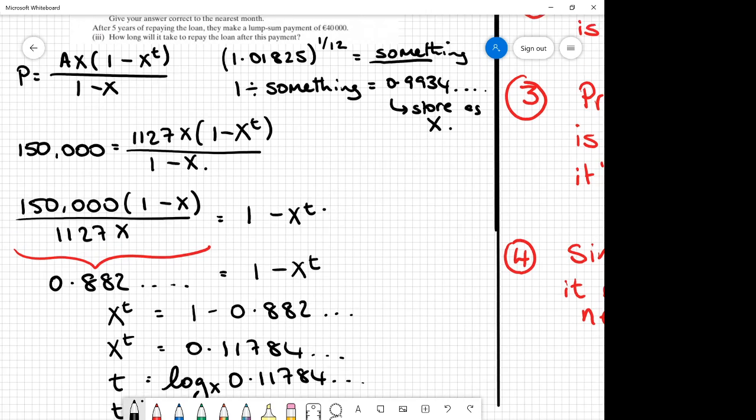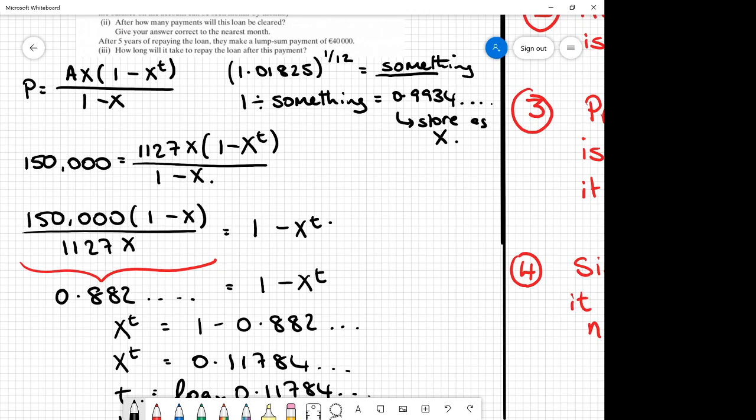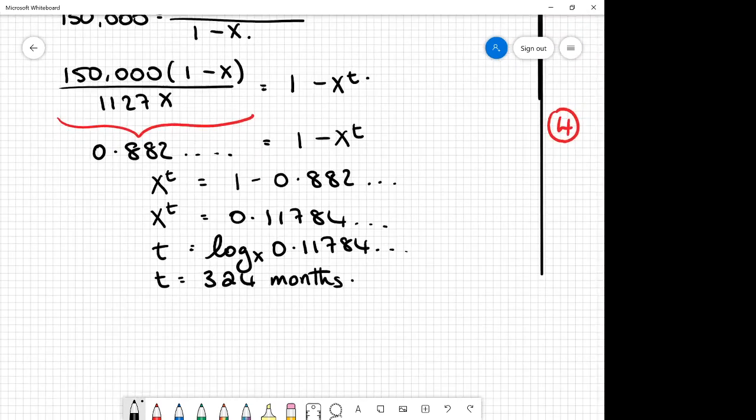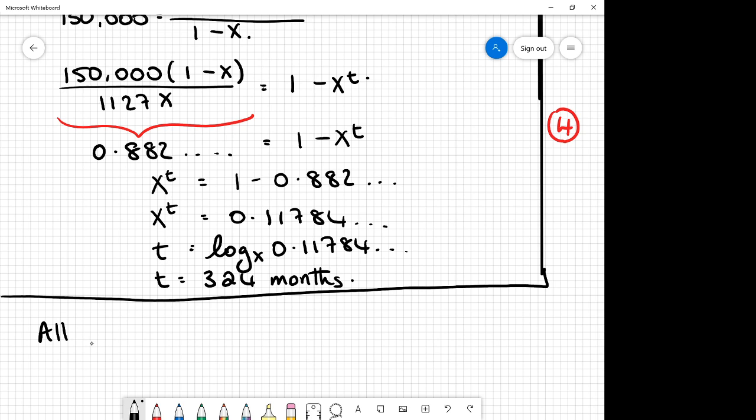Okay, part 3 was the real challenge to this one. After 5 years of repaying the loan, they make a lump sum payment of €40,000. How long will it take to repay the loan after this payment? What I want for this is, because all of the present values of the repayments have to add up to the original 150,000, so all the present values add up to the 150,000.